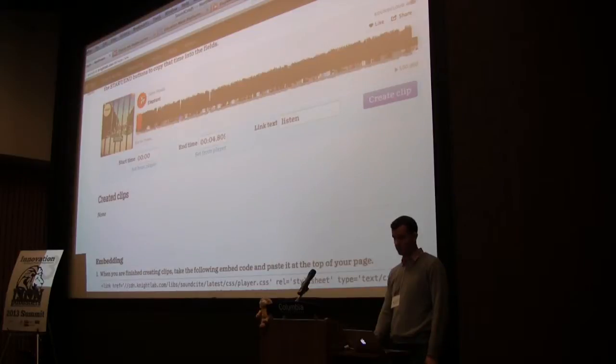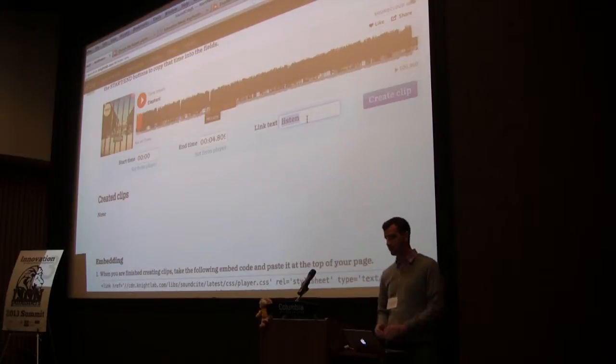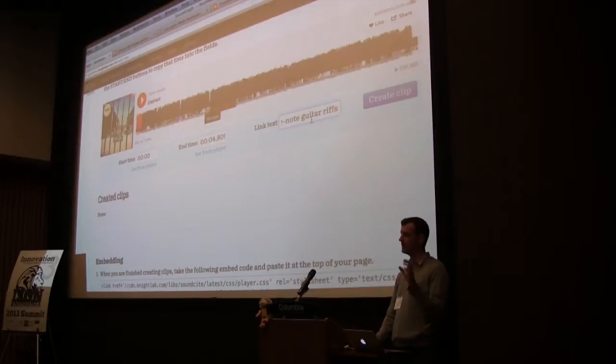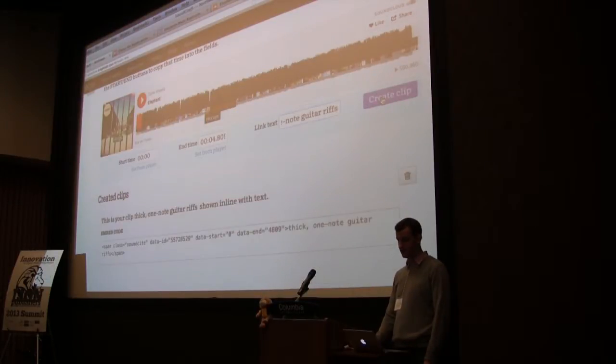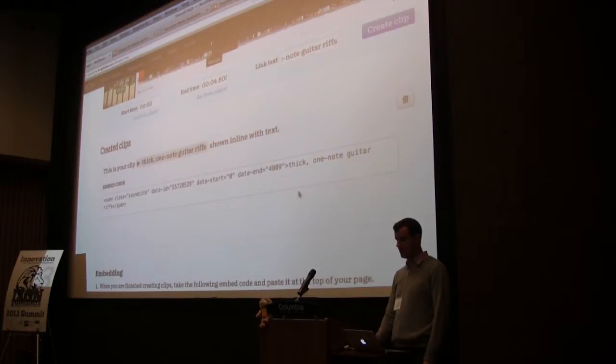We let it play for 4.8 seconds. The default text is "listen," but we want it to be "pick one note guitar riffs." So that's super simple. You type in what you actually want the highlighted text to be, as if it were in a link. Create the clip. And down here you have the embed code.